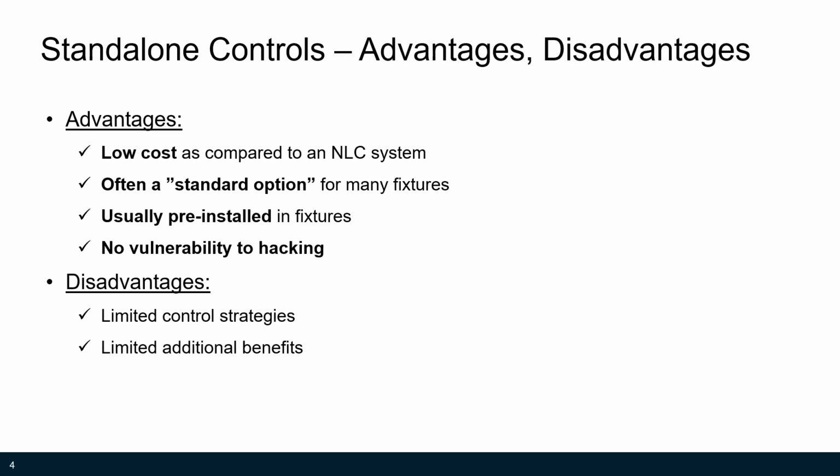Because of this simplicity, standalone controls are usually lower in cost than entire network lighting control systems. As mentioned, this is typically a standard option, not for every single fixture type, but for many. So when you check the specification sheets on a manufacturer's website, you will often see options for these. They're often, not always, pre-installed in fixtures, which makes the installation even that much simpler.